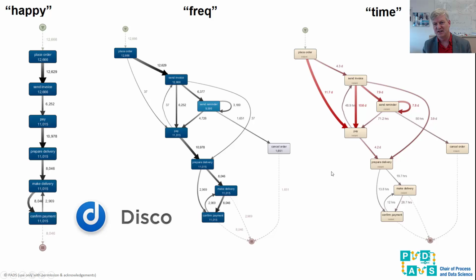So for example here you can see that on average almost 12 days pass between placing an order and payment, if people start with the payment activity before they get the invoice.